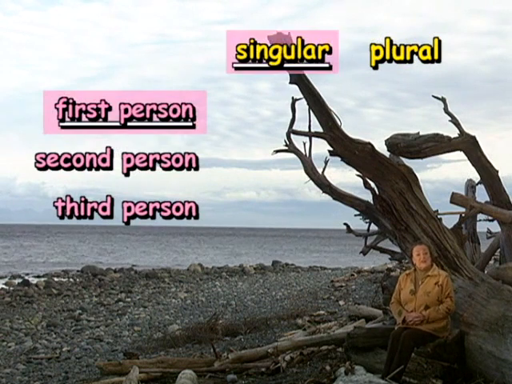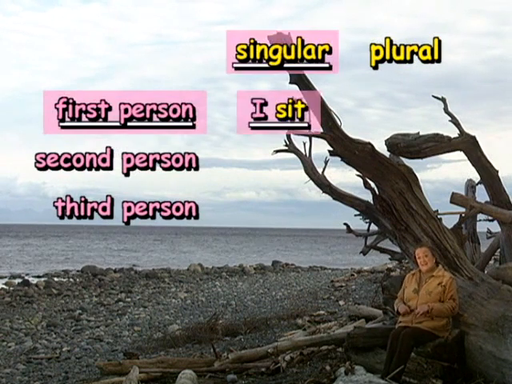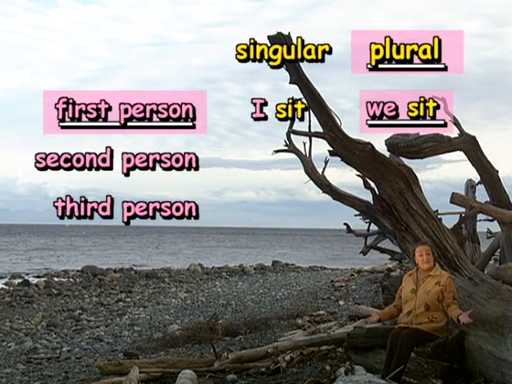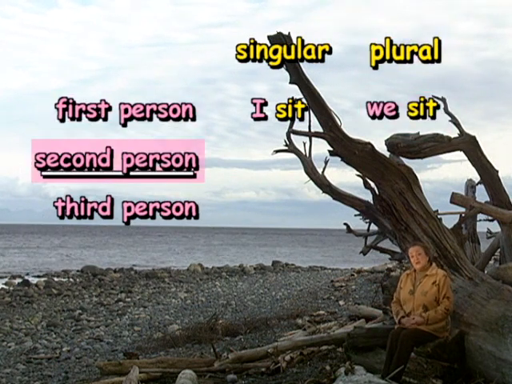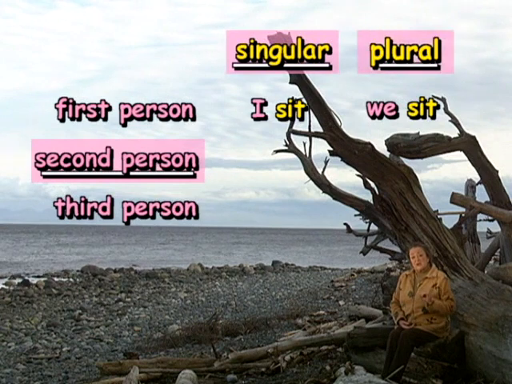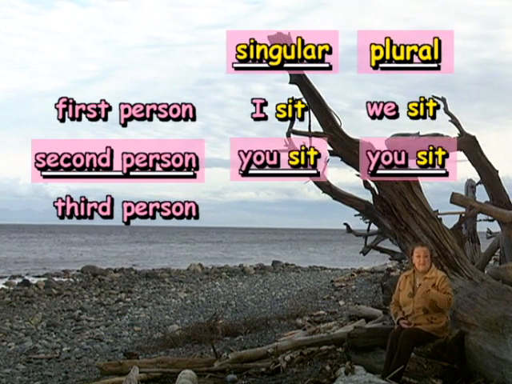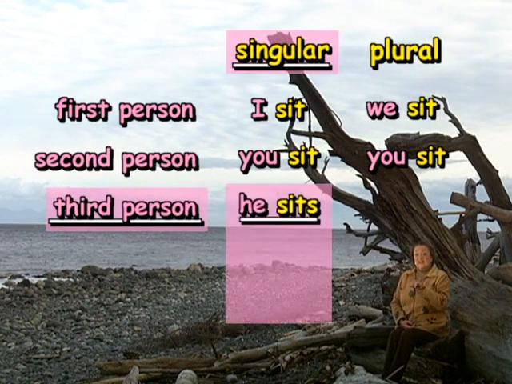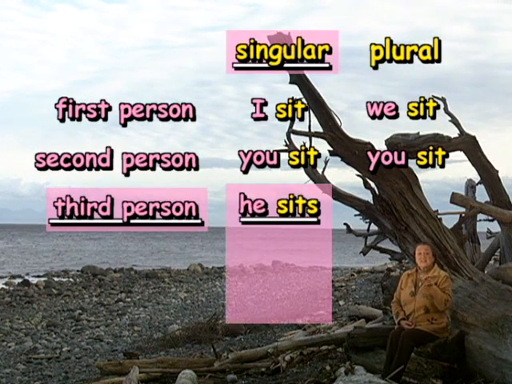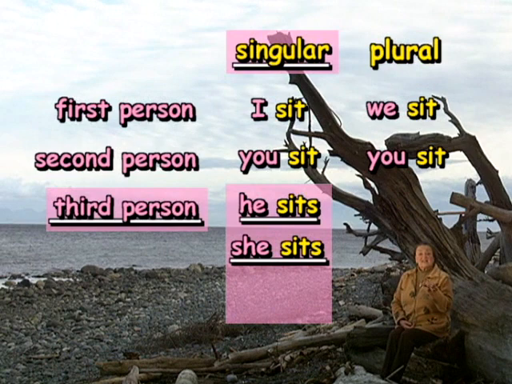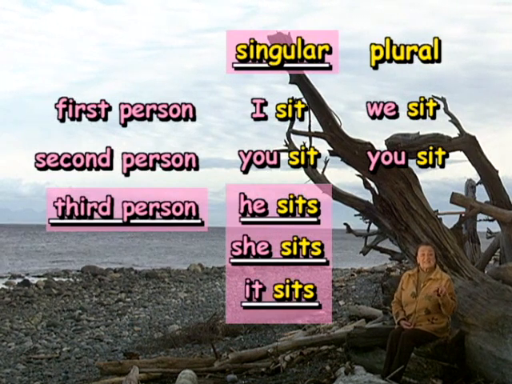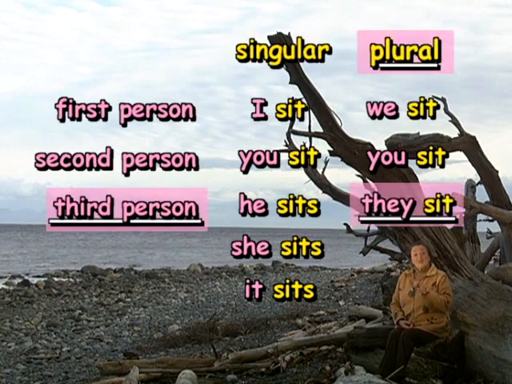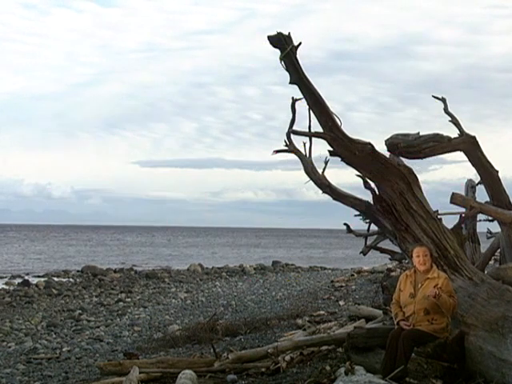First person singular, I sit. First person plural, we sit. Second person singular and plural, you sit. Third person singular, he sits, she sits, it sits. Third person plural, they sit.